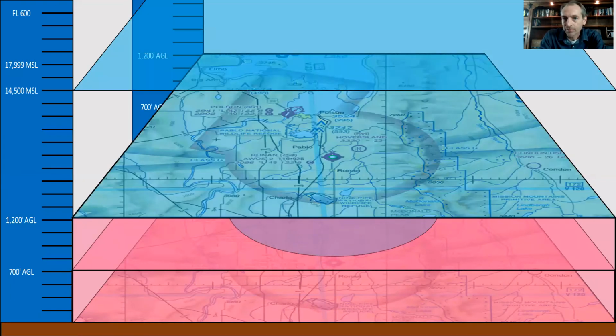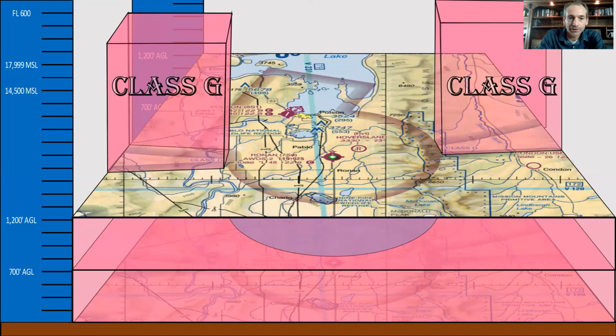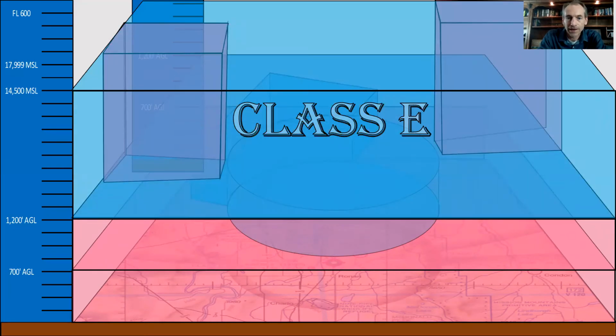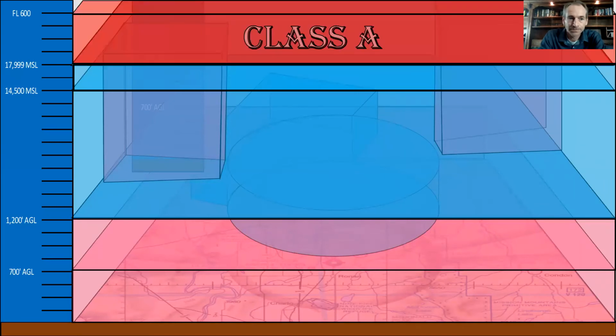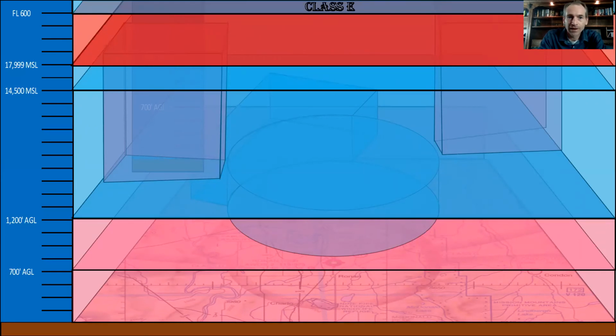So above that, we're going to have Class Echo airspace, excluding the two areas by the faded blue lines and the Class G label. So that Class G airspace is going to extend up to 14,500. And then Class E is going to be everything surrounding those two areas. And then from 14,500 MSL to 17,999, that entire area is Class E. And then above that will be Class A. And then from flight level 600, all going to be Class E.